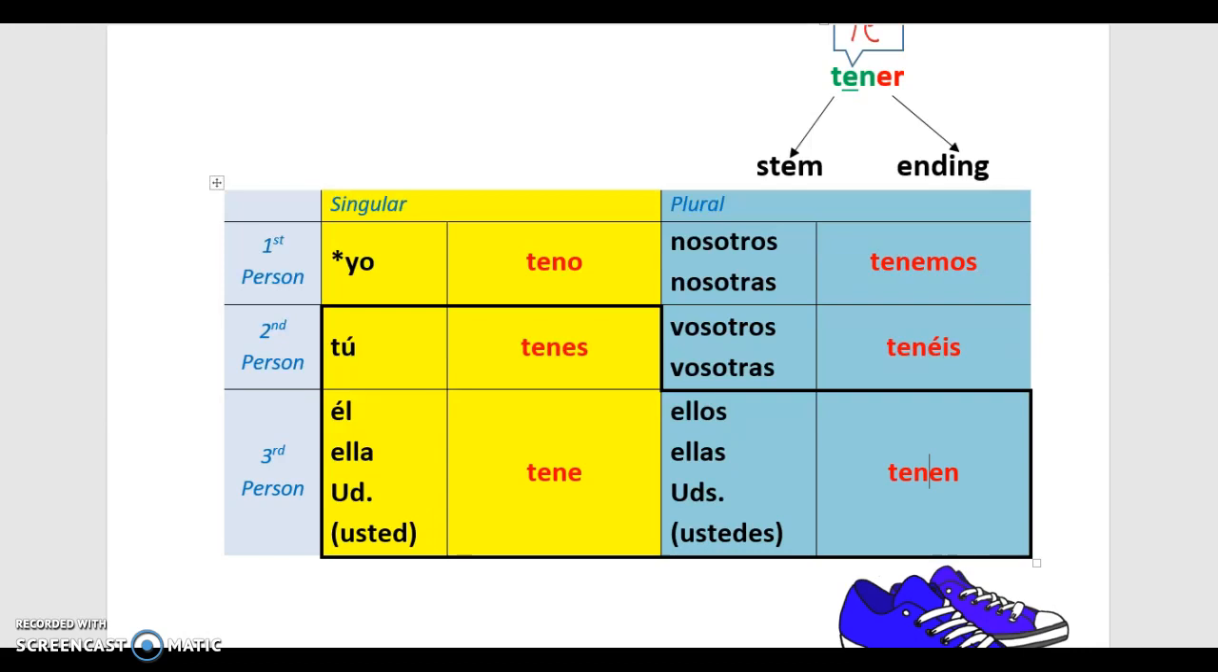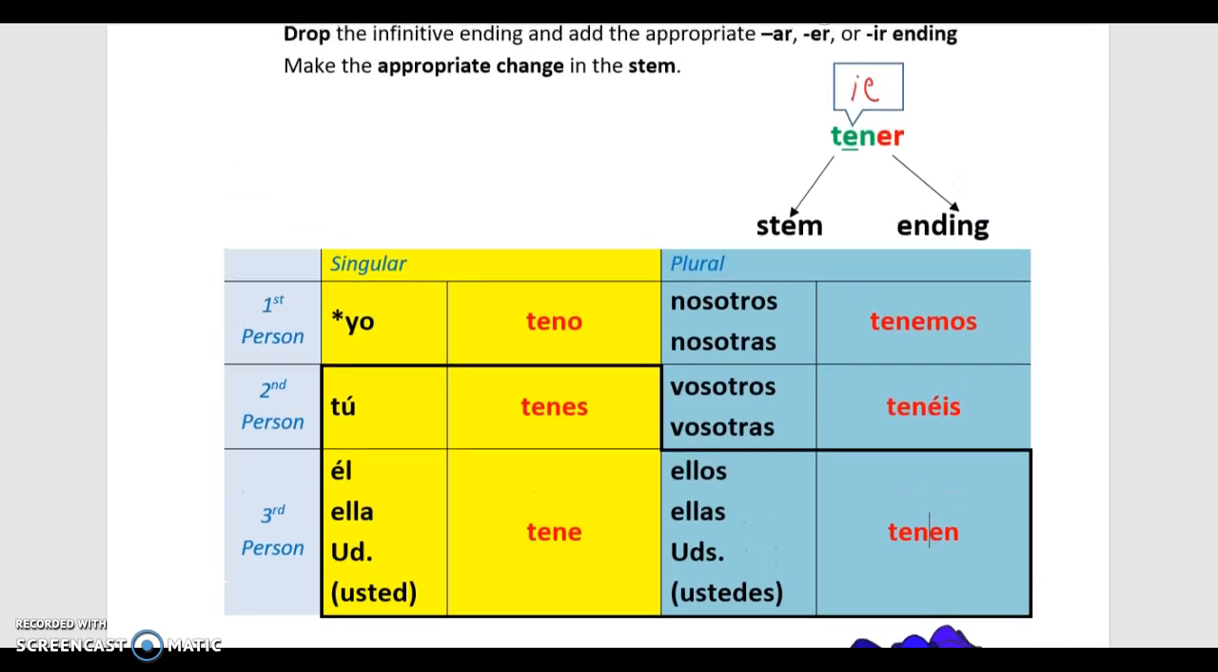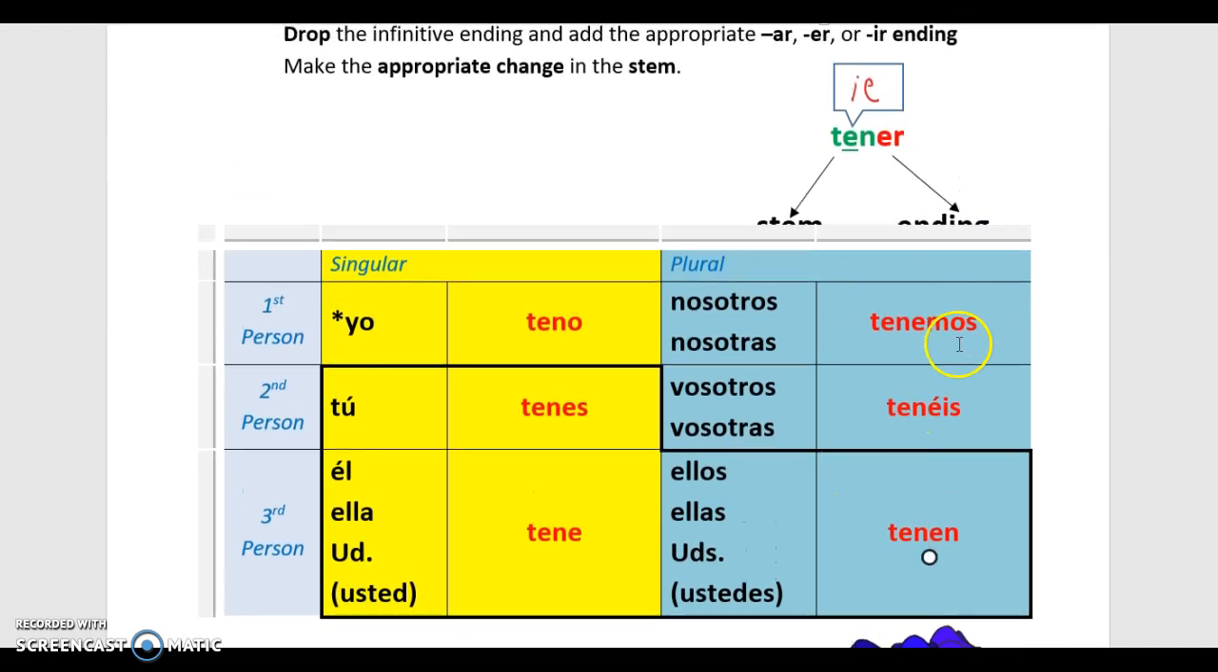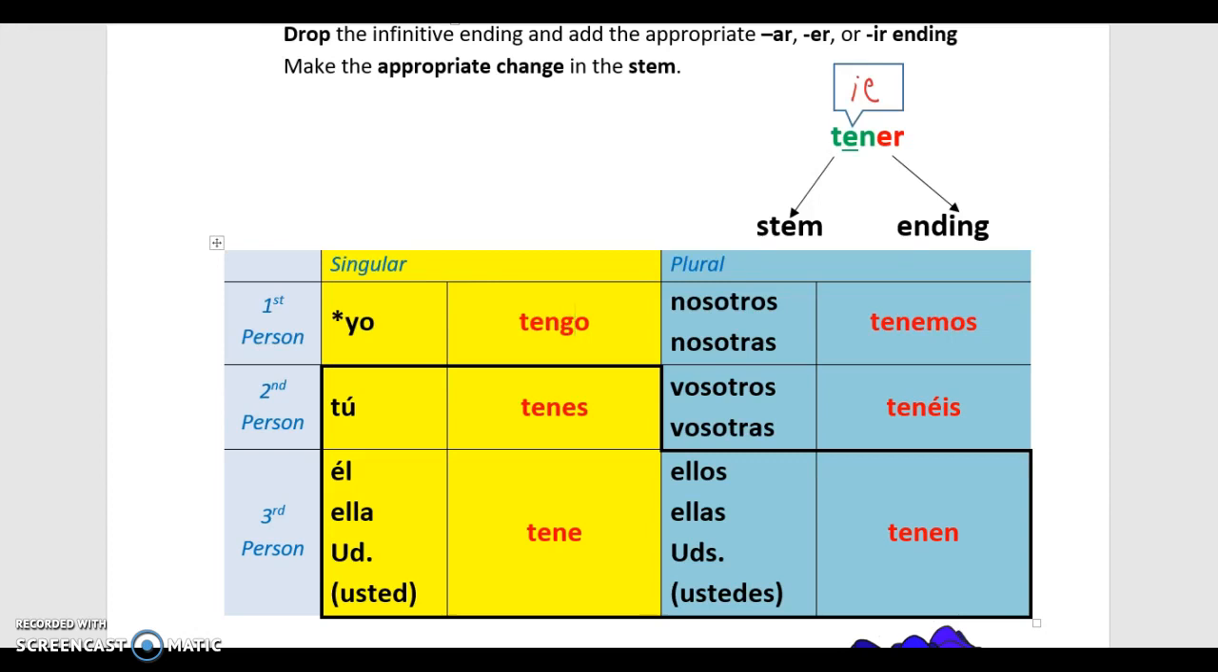If tener did what tener was supposed to do, that's what would happen. But like we just said, that E is going to change to an IE. Now let's start up here first. Let's start with tengo. We know that the yo form is tengo. That has that irregular yo. So yo tengo, I have.